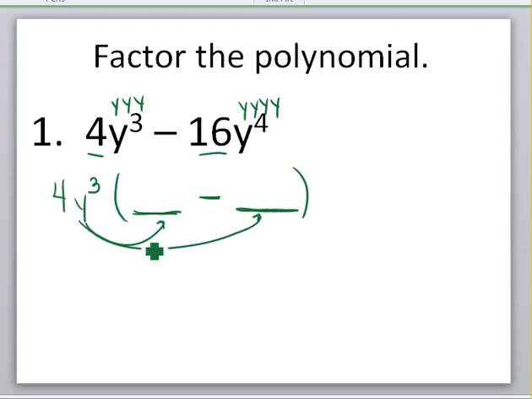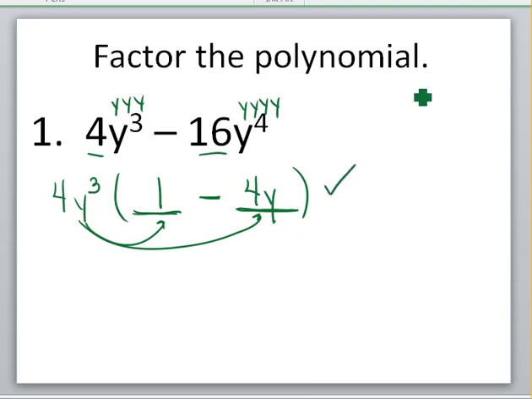4y cubed times what gives me 4y cubed? Well, that would just simply be a 1. 4 times what gives me 16? 4. Y cubed times what gives me y to the fourth? Well, I need another y. This is the factored answer.